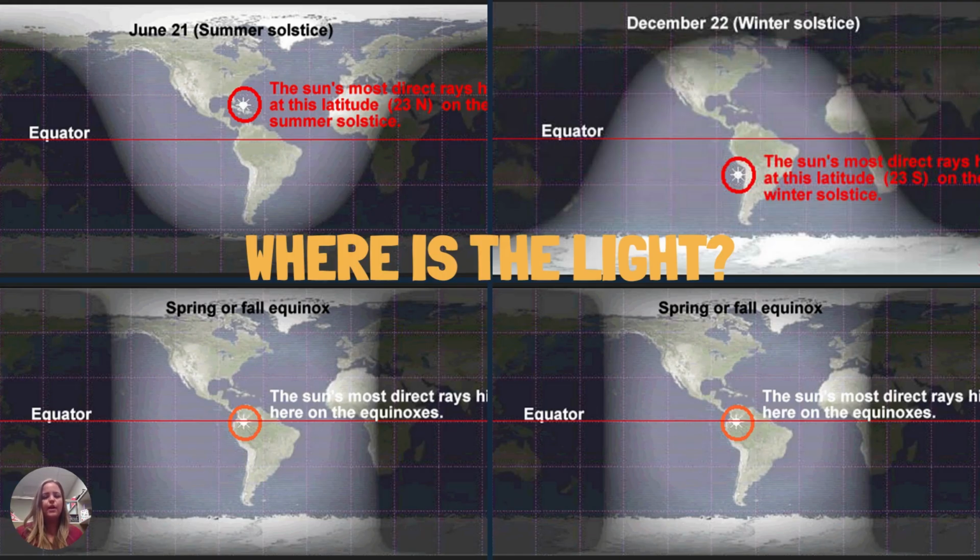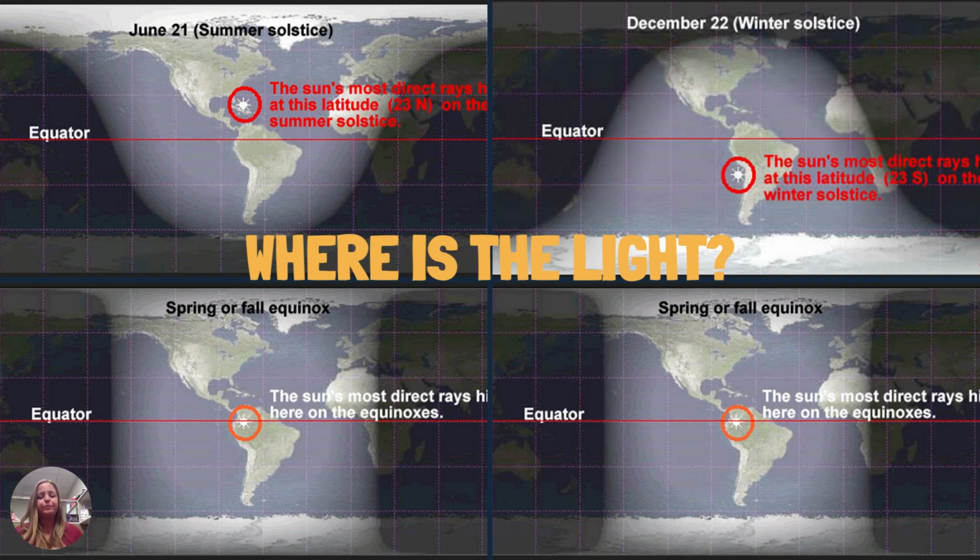So here's another look at that, showing you on a map, not just the globe, where the light hits at 90 degrees in summer, winter, and then spring and fall. So like I said, spring and fall is at the equator, so 90 degrees at the equator, and then summer is going to be 23.5 degrees north, and winter will be 23.5 degrees south.